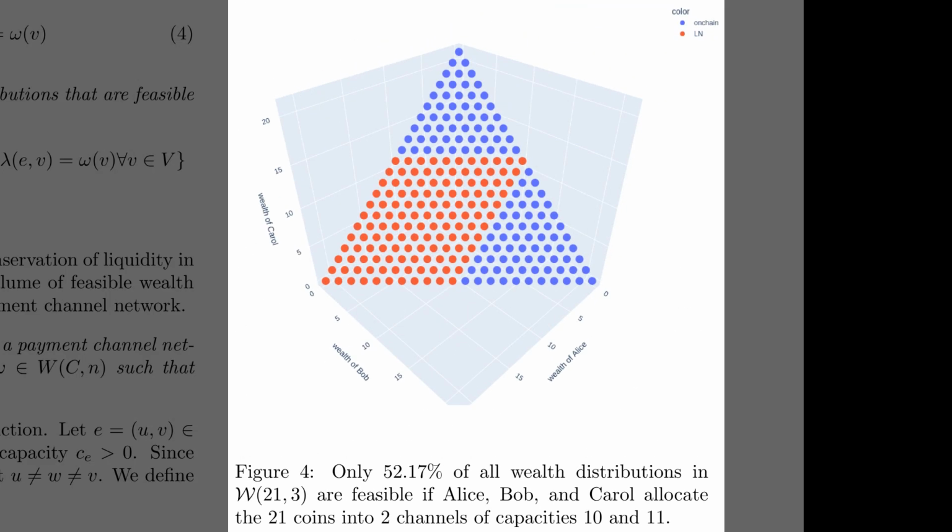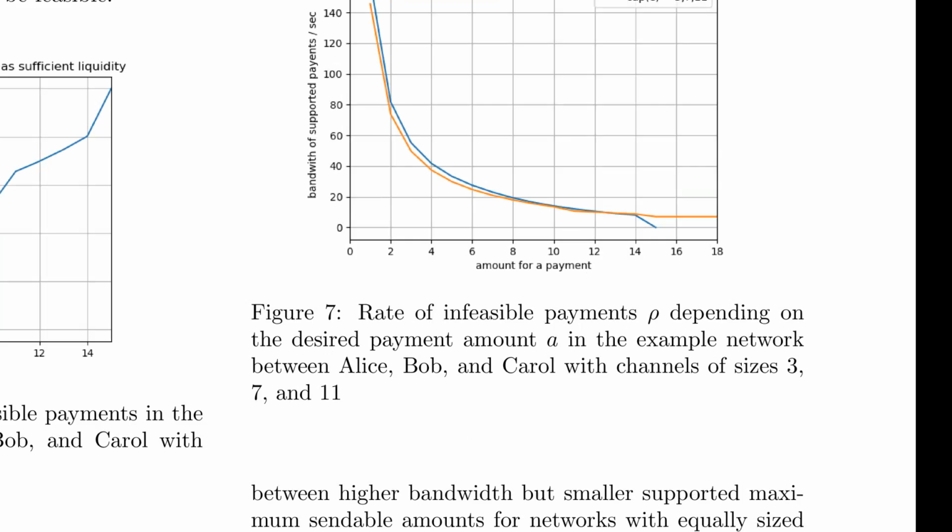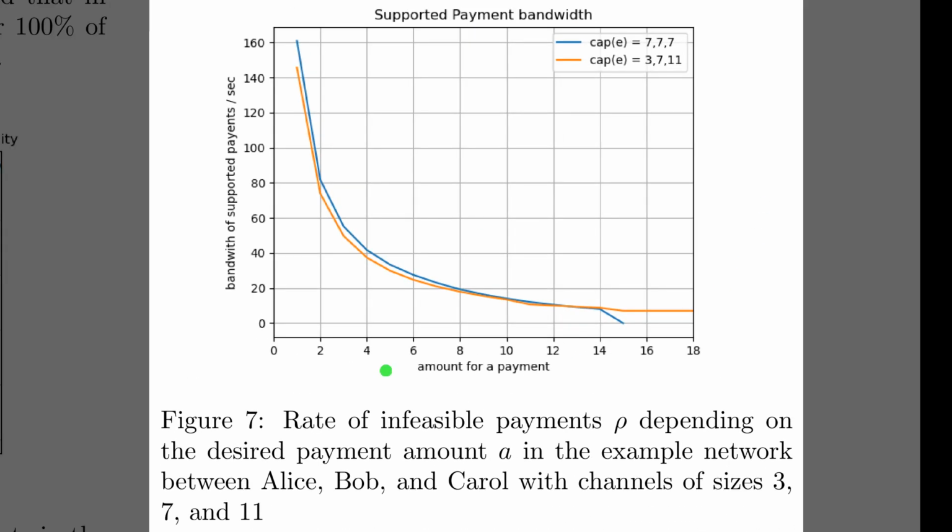So, while Figure 2 looked at the raw count of liquidity states, Figure 4 now shifts to the resulting wealth distributions. This triangular grid maps every way to divide 21 coins among three participants, with axes for Alice, Bob, and Carol. The scattered blue dots show states that are valid on-chain, but unreachable in the payment network. In contrast, the solid red cluster highlights the subset that is actually feasible within the channels. Notice that the red region covers only about 52% of the space, visually demonstrating how channel capacities constrain the network's reachable financial states.